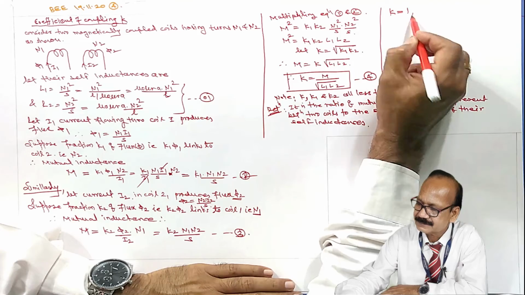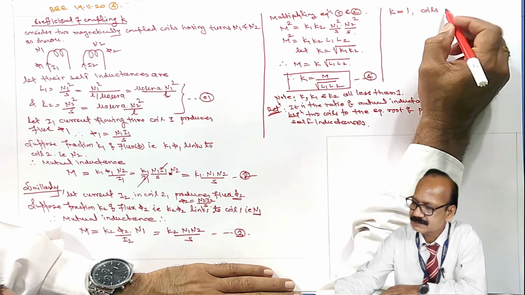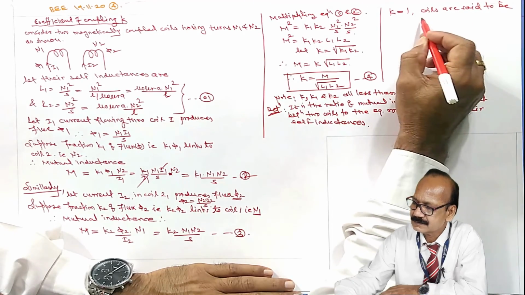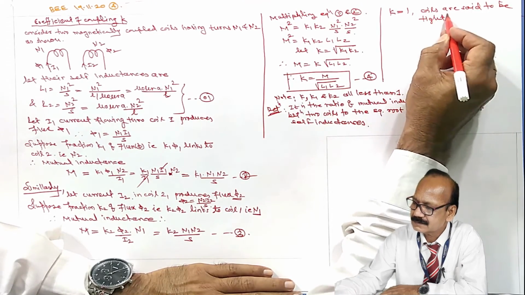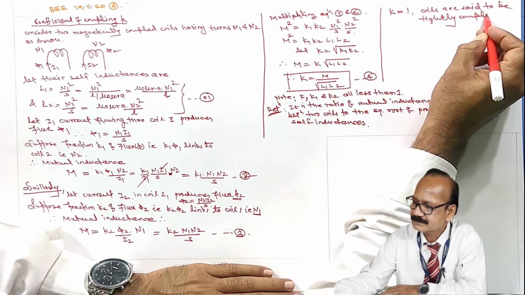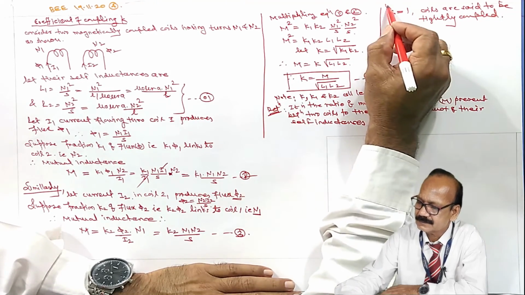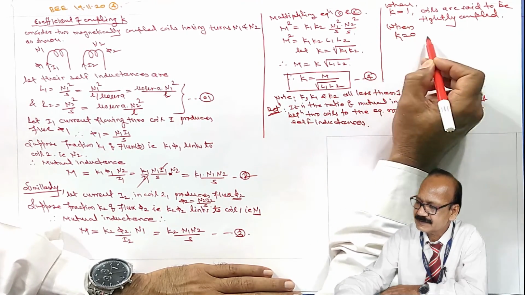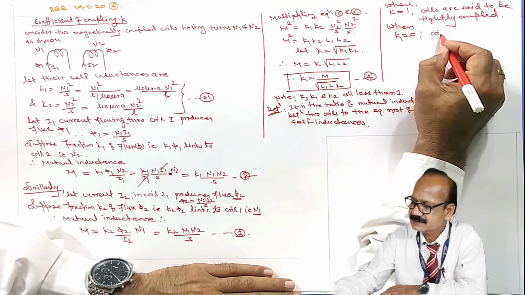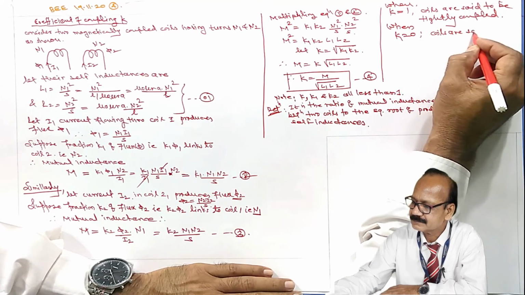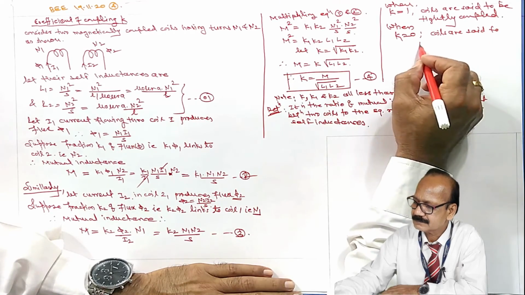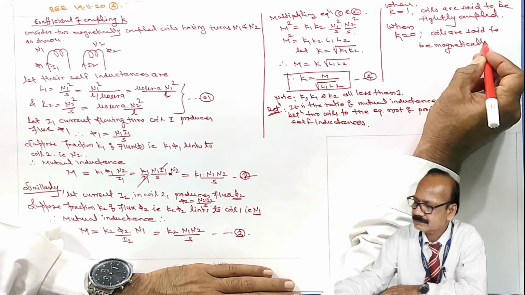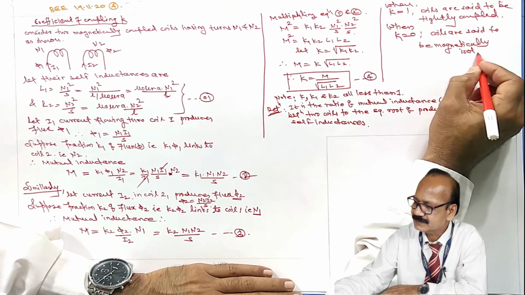When K equal to 1, coils are said to be tightly coupled. When K equal to 0, coils are said to be magnetically isolated.